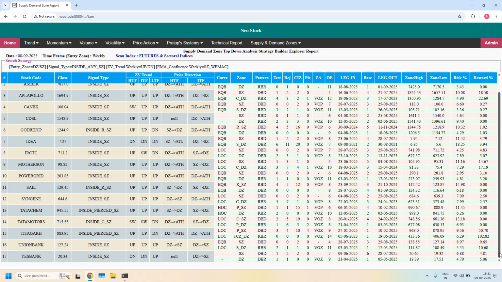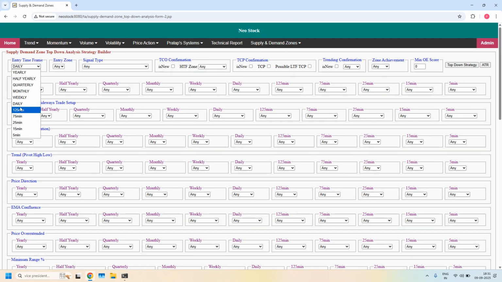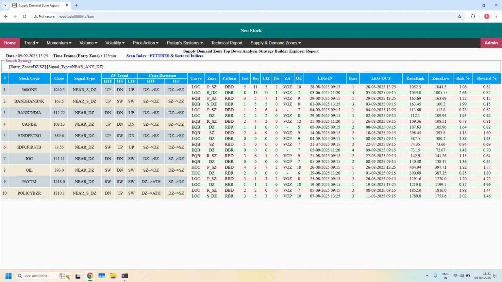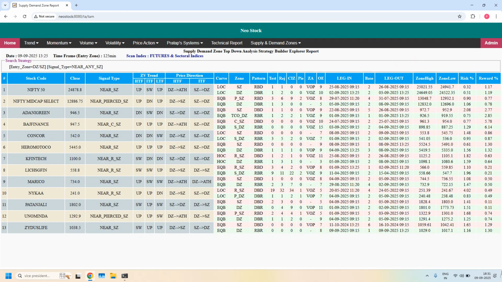So the next time frame daily was already generated in the beginning of the report. So the next time frame is 125 minutes. Stocks near to the 125 minutes demand zone, we got 10 stocks. Okay, next stocks near to the 125 minutes supply zone, we got 13 stocks.